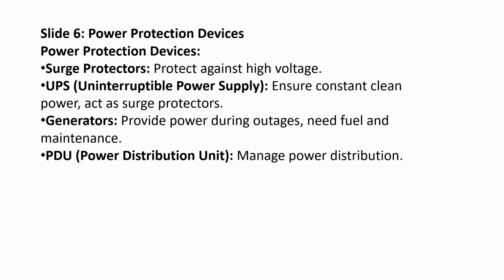Power protection devices. There are some power protection devices, for example, surge protectors. They protect against high voltage. UPS, uninterruptible power supply, ensures constant and clean power and acts as a surge protector. Generators provide power during outages, and need fuel and maintenance. PDUs, power distribution units, manage power distribution.